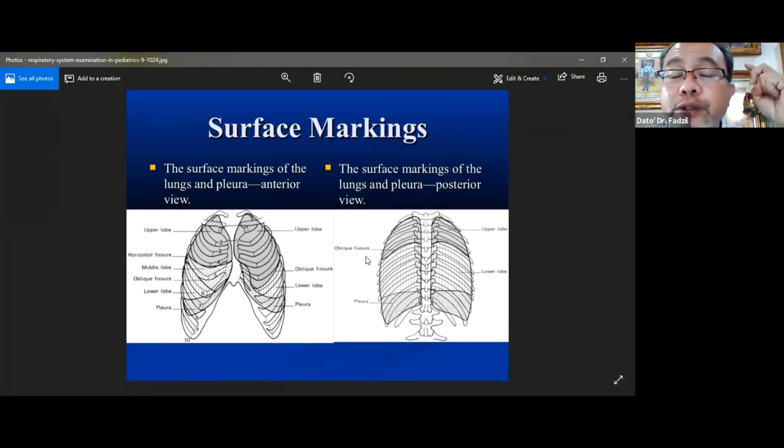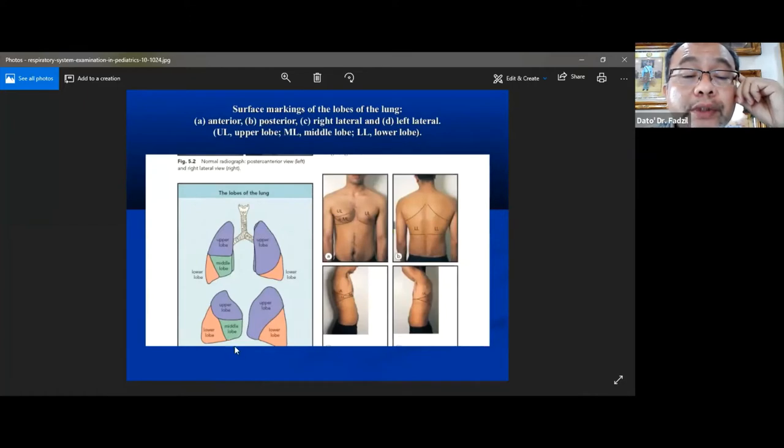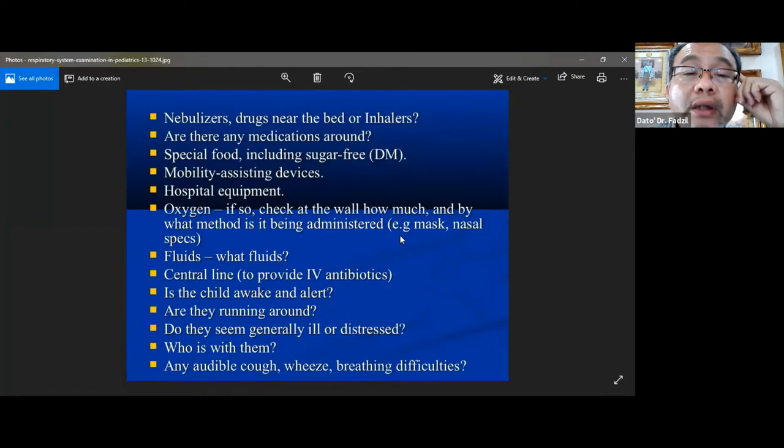So what is important when you do examination is that when you auscultate, you know which lobe you are auscultating. When you start your examination, it's always good to examine the surroundings, because it gives you ideas how the patient is. So you look: is there a nebulizer, drug, inhaler, any medication around, any oxygen, any central line? Is the child weak or alert, running around, looking ill or distressed? Who is with them?